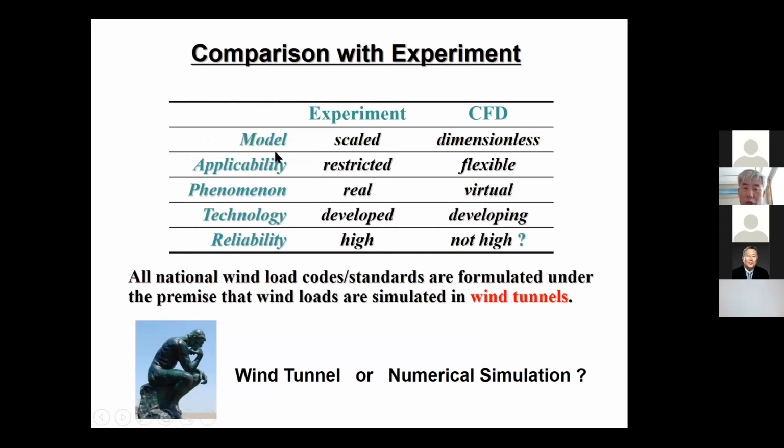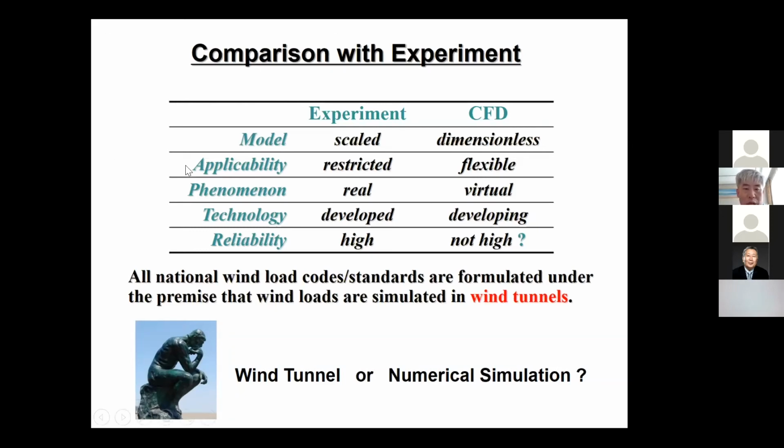If we look at the model first, in the wind tunnel we usually have a scaled model. Our building model is very small in the wind tunnel test. But for CFD, if you use some commercial software, possibly you will add some scaled length, but usually it is dimensionless. So here CFD is stronger than experiment, because in the experiment you have a scaled model as introduced. With a scaled model, sometimes it's very difficult to simulate the texture of the buildings; for instance, roughness around the buildings is almost impossible.